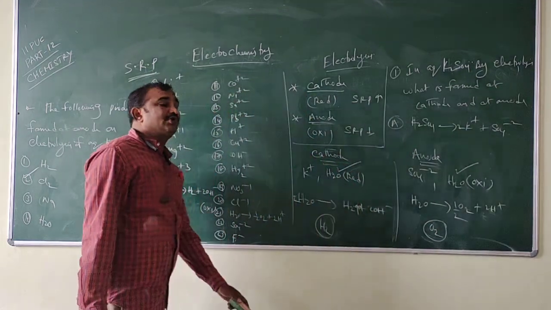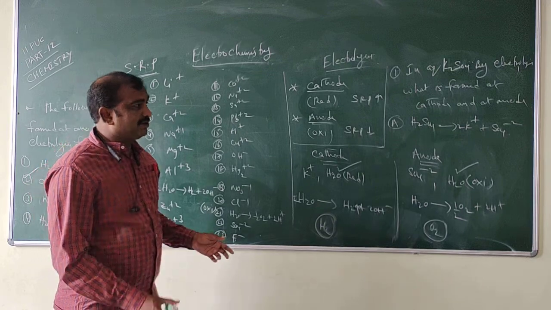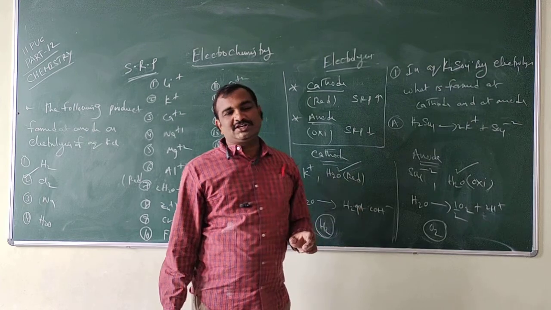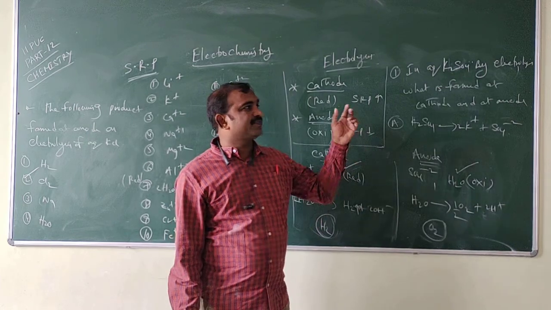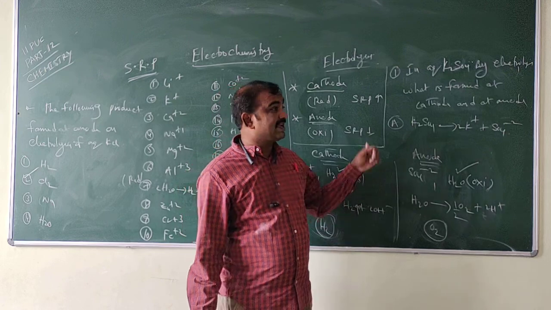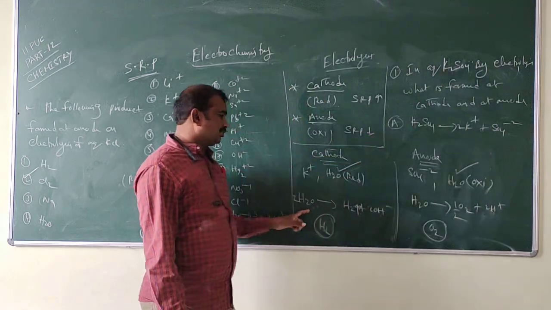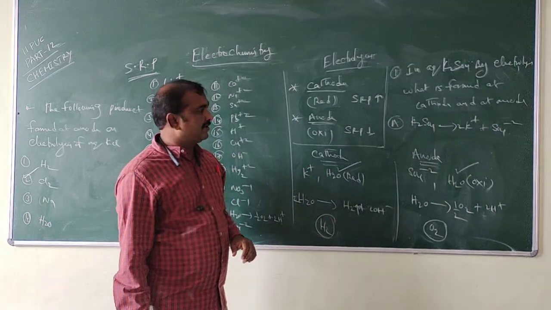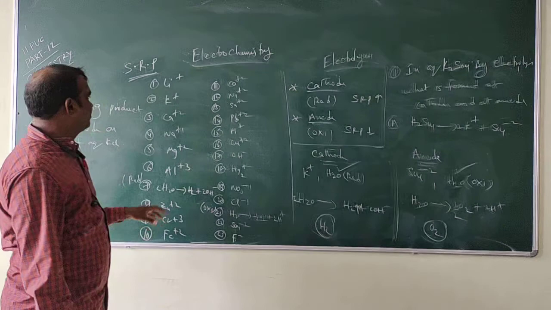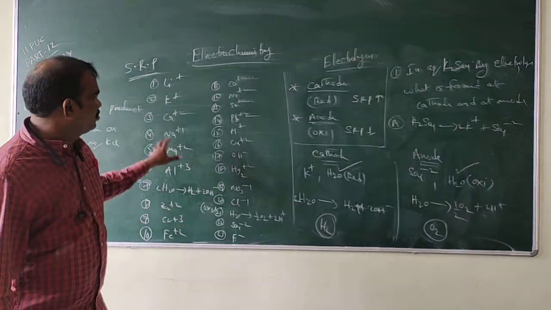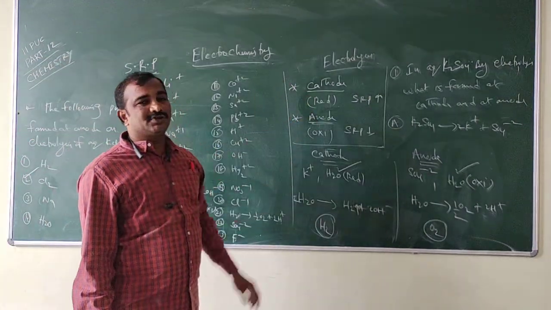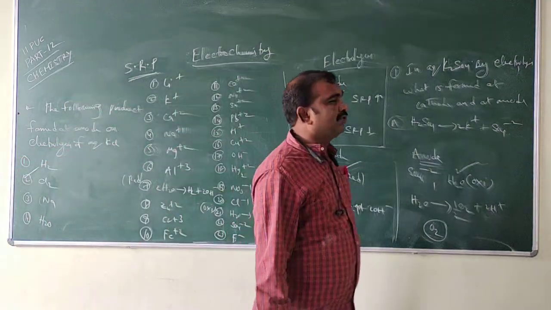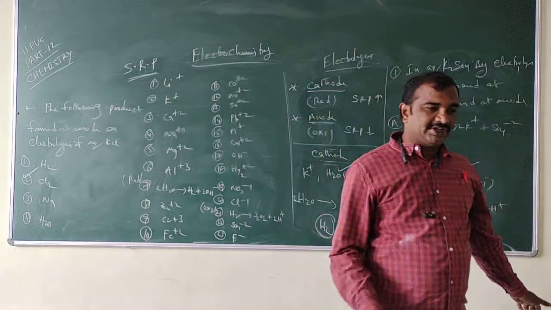So totally different products are formed. In aqueous K2SO4, then generally in fused K2SO4, what is formed? K plus and SO4 minus 2. But in aqueous, at cathode H2 is formed and at anode O2 is formed. Totally different. Like this, by using these SRP values order, we can find which product is formed at cathode and which at anode by electrolysis. So take a screenshot for notes.